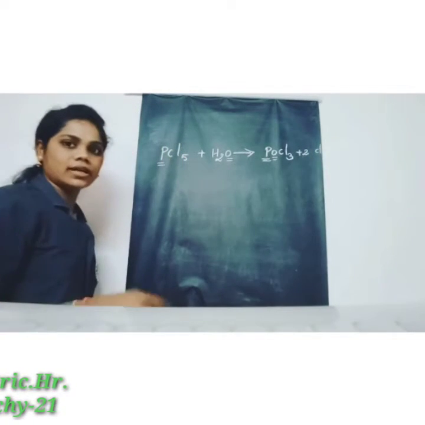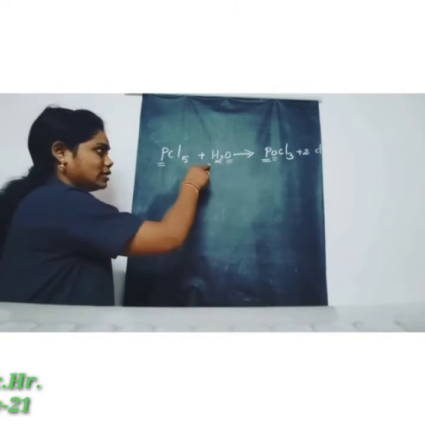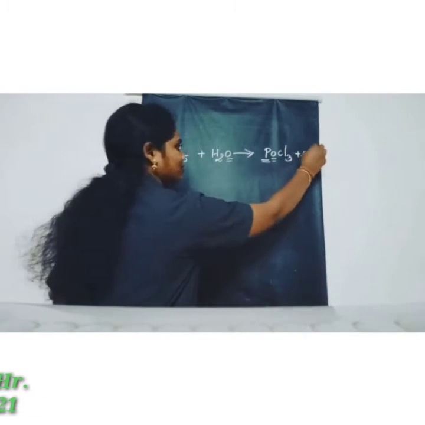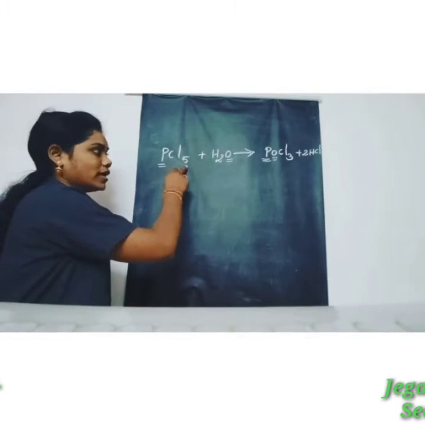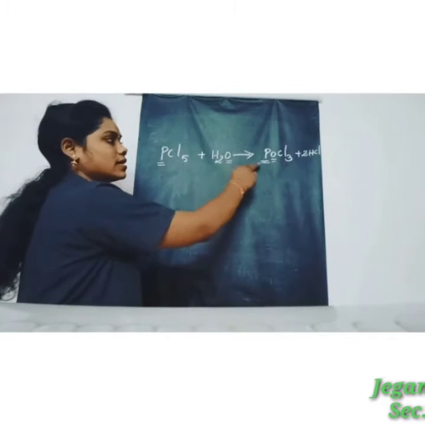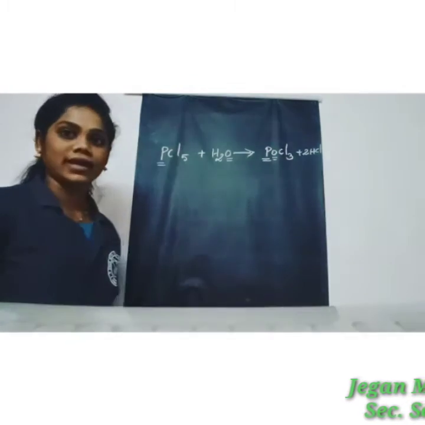And another one also remaining, hydrogen. So hydrogen also here 2 times, so here 2 times of H. So phosphorus pentachloride plus water gives phosphoryl chloride plus hydrochloric acid.